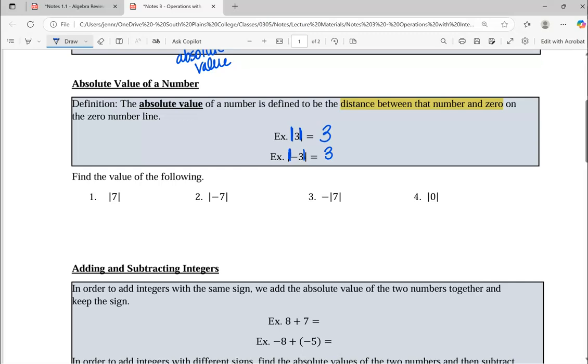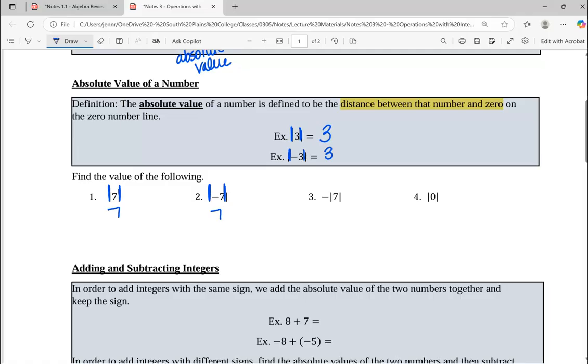So let's try a few. What's the absolute value of 7? Well, 7. What's the absolute value of -7? Still just 7. You can think about these absolute value signs as parentheses or groups, where I need to make sure and work inside of that absolute value sign first before I deal with something outside of it.